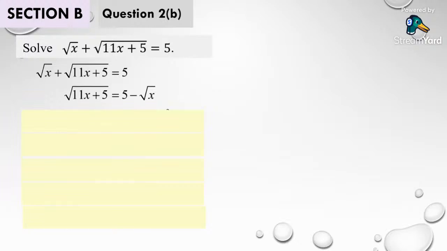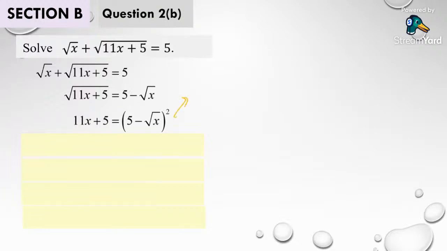which I happen to think that 5 minus square root of x is easier to square compared to 5 minus square root of 11x plus 5. That's why I choose to rearrange square root of x only. Then next, now what I do is that I square both sides. So please square both sides.